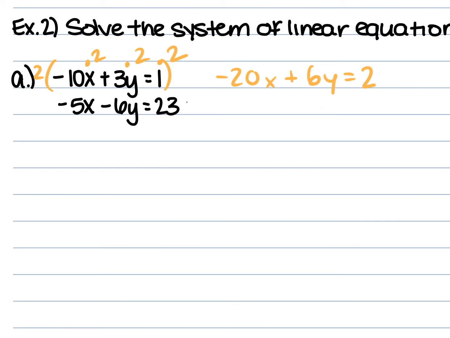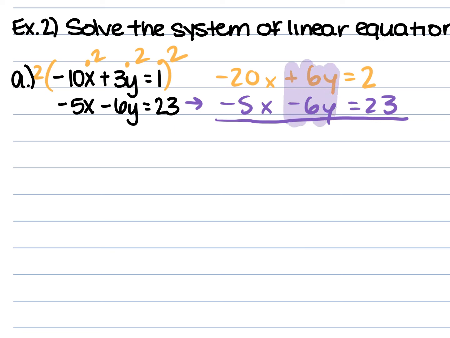My second equation just stays the same, so that's negative 5x minus 6y is equal to 23. I just rewrote it right below so I can combine it a little bit easier. So now that I have the same variable but opposites, I can go ahead and eliminate them. So I'm going to combine all my like terms.